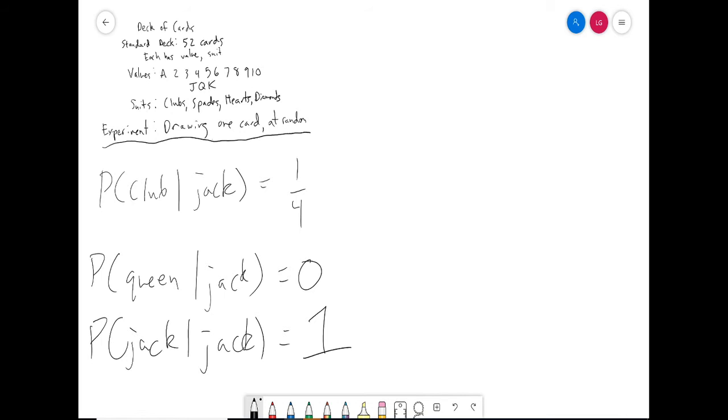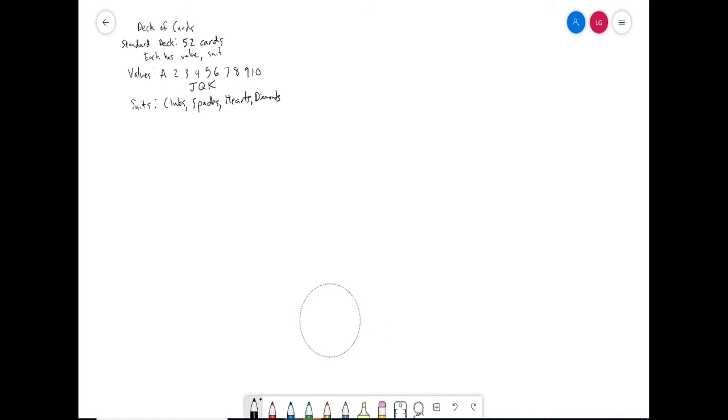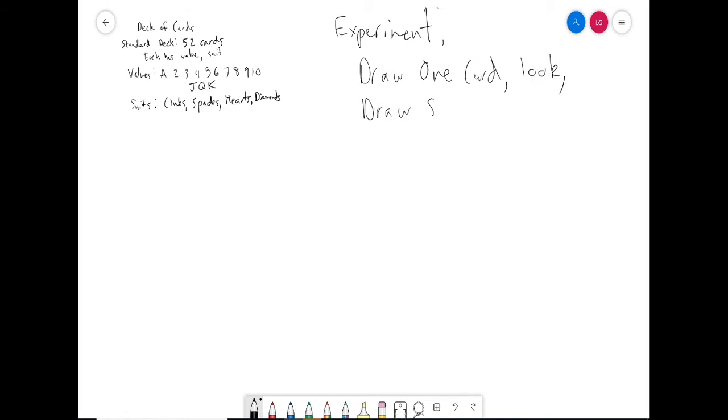Let's change the experiment. Same deck of cards, but the experiment: draw one card, look, draw second card, without replacement. Now this phrase is very, very common when it comes to card probability.